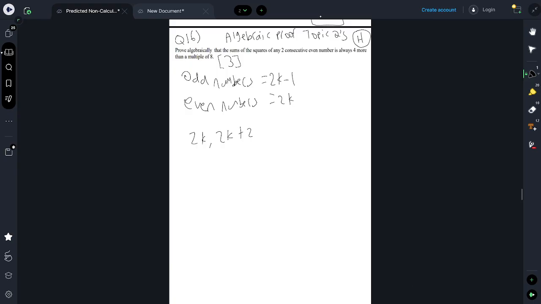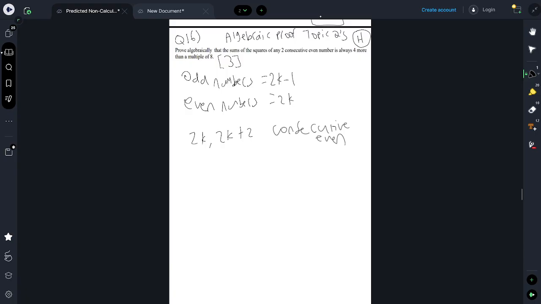So it's asking for the next. Consecutive means the next one. So 2k, then you have to add 2 to get to the next even number. So if 8's an even number, so is 10, so we add 2 to it. Okay. So those are two consecutive even numbers.